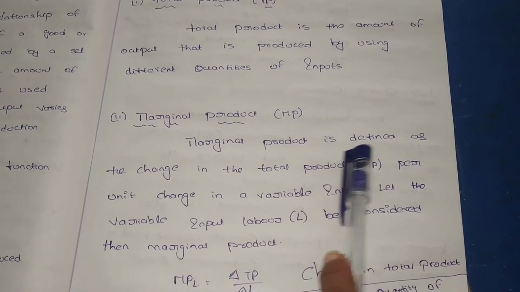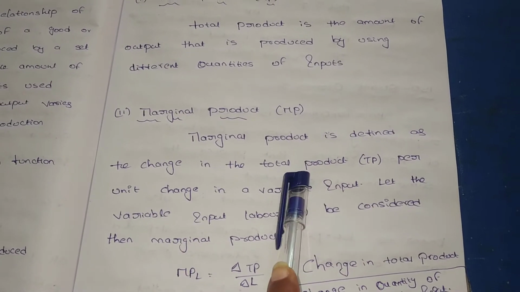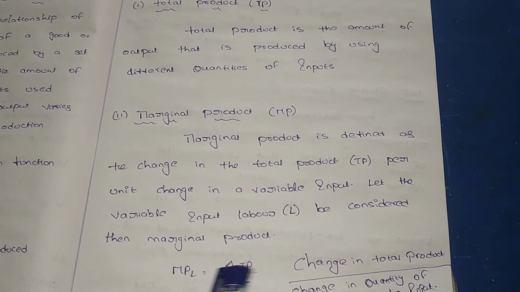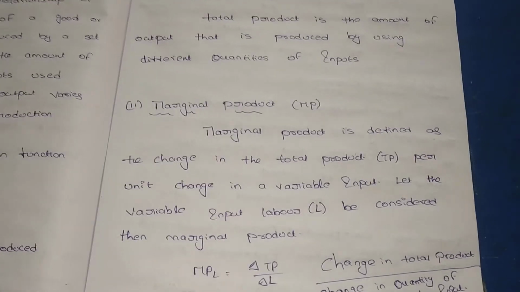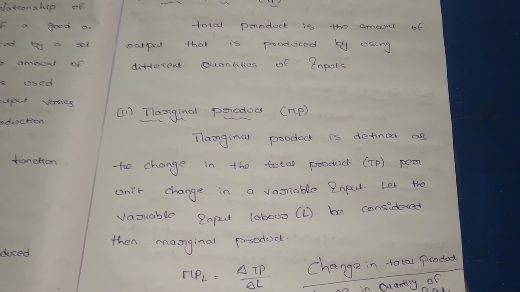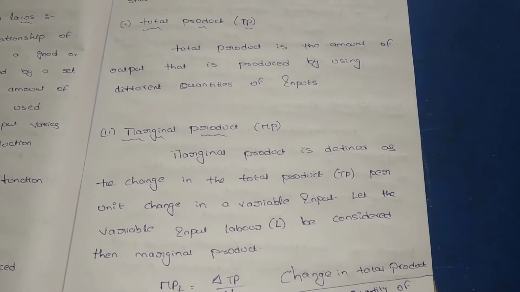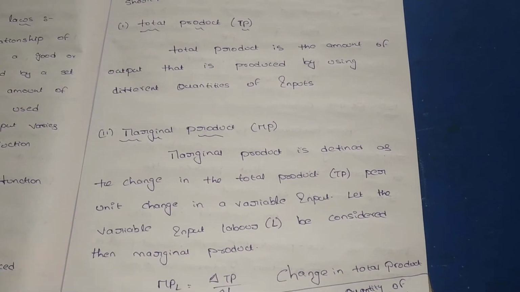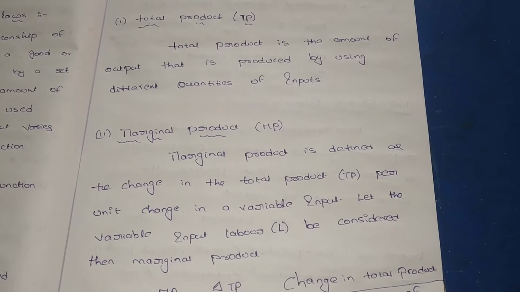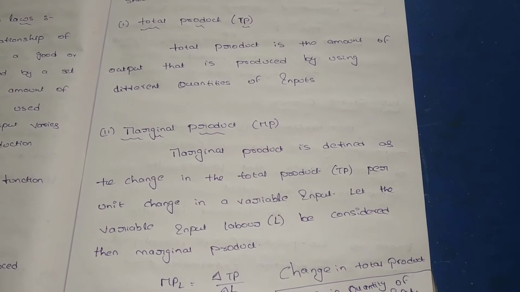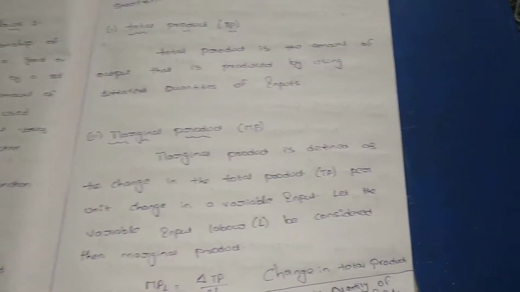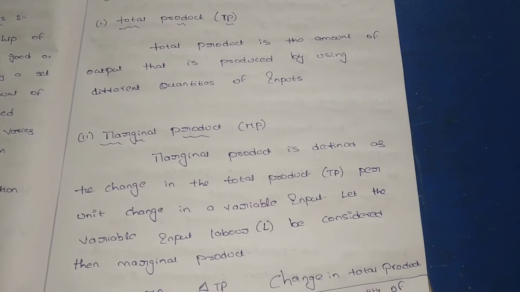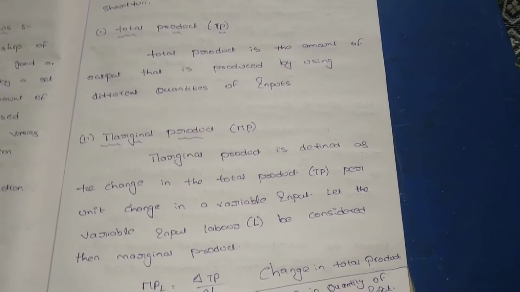Marginal product is defined as the change in total product as per the change in total variable input. We have to mention that marginal product is an additional product derived from the additional unit of variable input. Why are we deriving additional product? Because we are adding additional inputs. For that reason we have to derive additional product. We say it is an additional product derived from an additional unit of variable input.